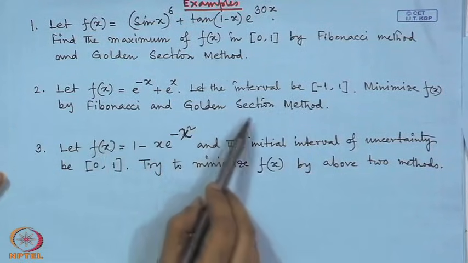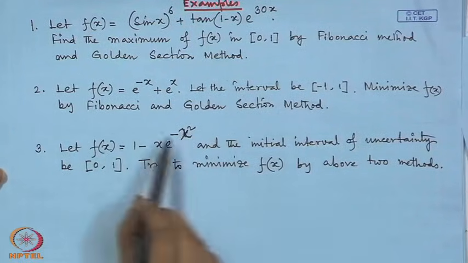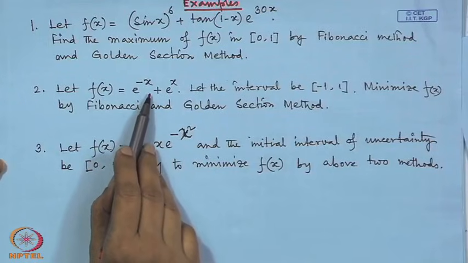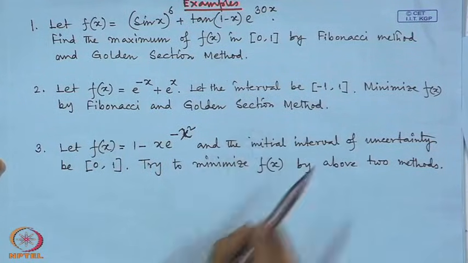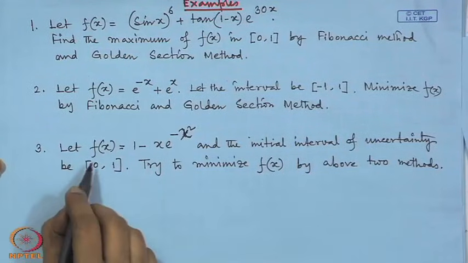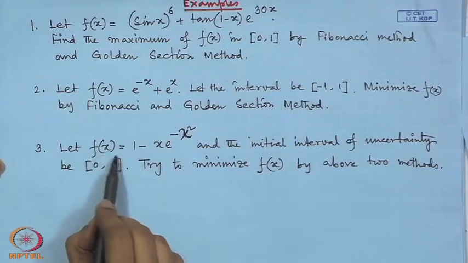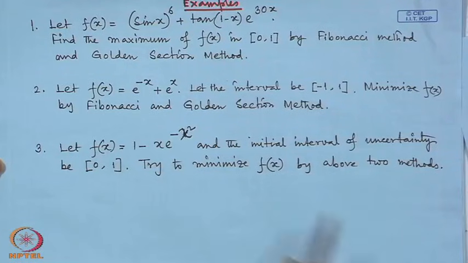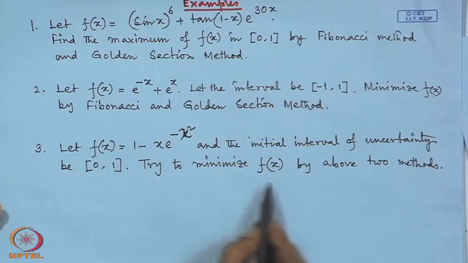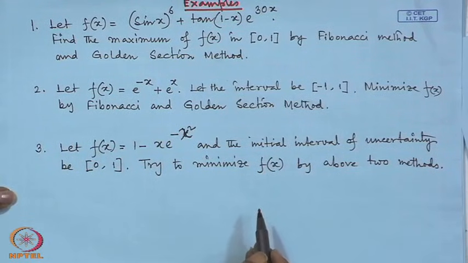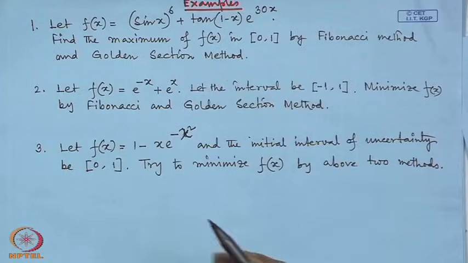We can find the optimal solution for this function, that is the minimum of this function, using the Fibonacci method and the golden section method separately. Let us consider another function, f(x) equal to (1 minus x) e^(-x^2). We have to minimize the f function, and both functions can be minimized using the Fibonacci method and the golden section method. That is all about the region elimination technique.